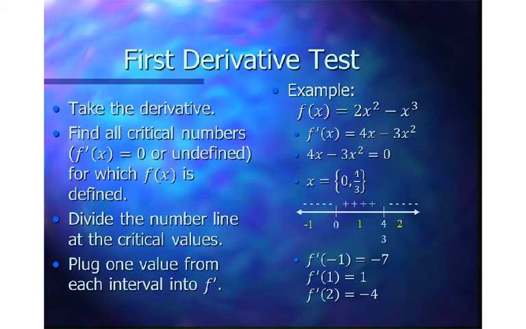But if the function is defined and the derivative is either 0 or undefined, then we're at a point where we could have a maximum or a minimum, relative maximum or minimum. So we take the derivative, we find those critical numbers where the original function is defined, and we divide the number line up just like we did in the last little bit. And finally we plug in one value, we see if the function is increasing or decreasing.